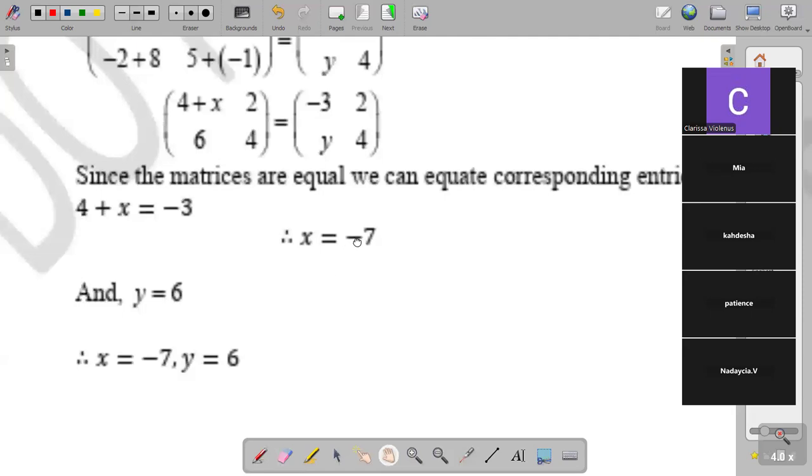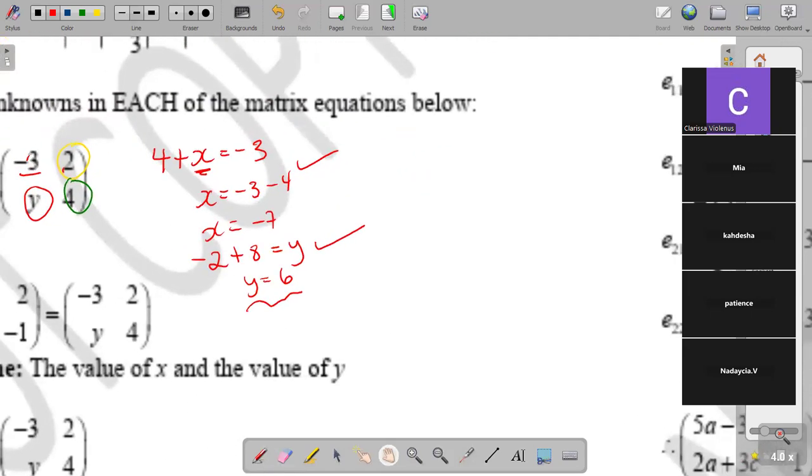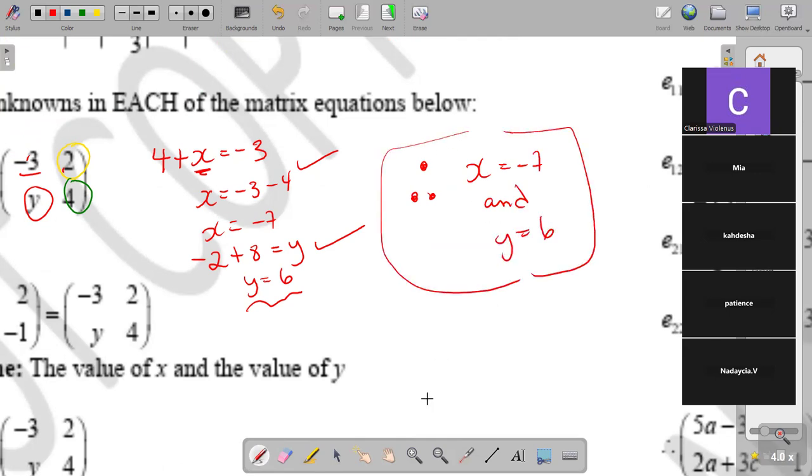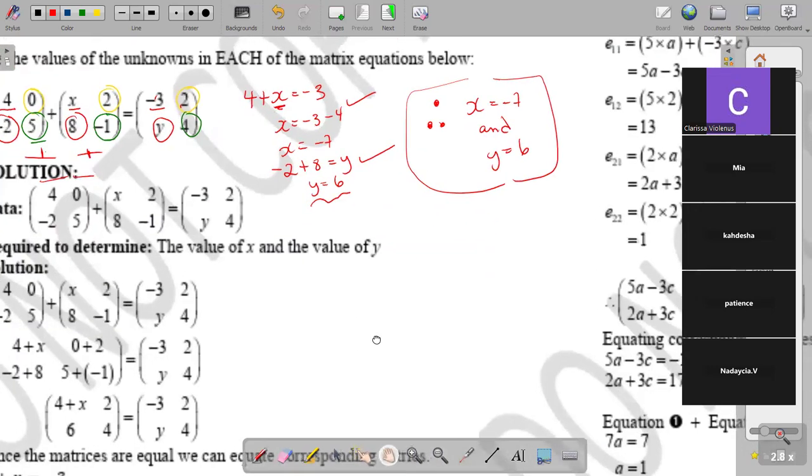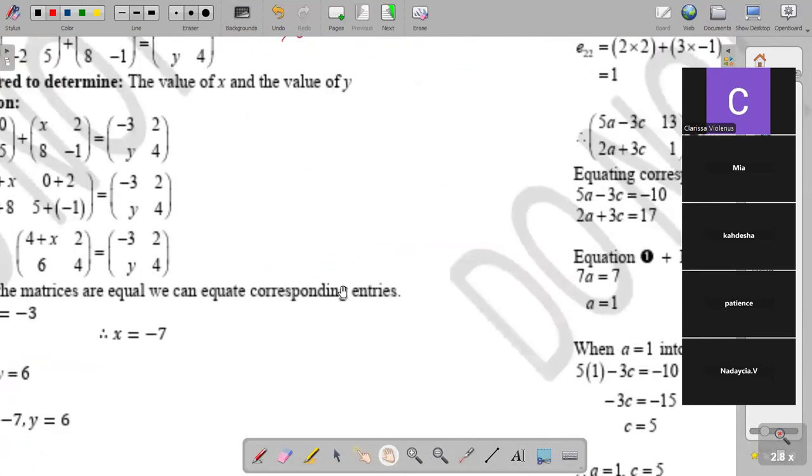Pretty straightforward. Don't forget, after every question, you always make a statement with your answer. So therefore, x is equal to negative 7 and y is equal to 6. Always make sure you give your statement at the end. Okay, let's move on to the next question.